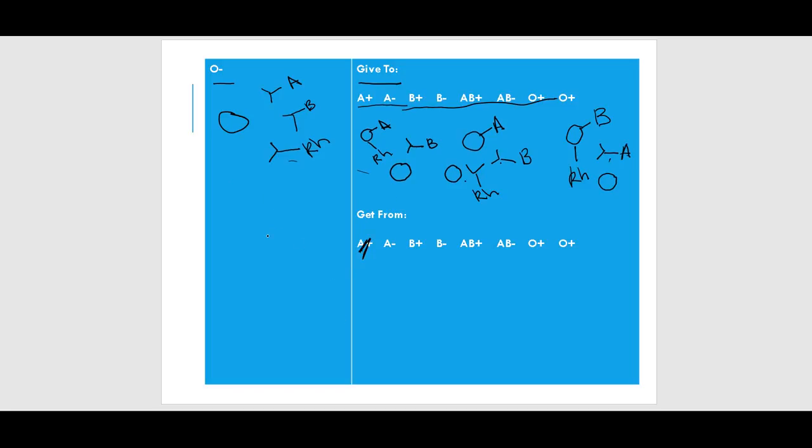Could we give A negative? Let's see. A negative blood has the A surface antigen only. But again, we've got these A antibodies here that would come and attack those red blood cells. So we can't give A negative. B positive has B and Rh antigens. This B antibody would meet up with the antigen and attack the red blood cell. So would the Rh. So we can't give B positive.